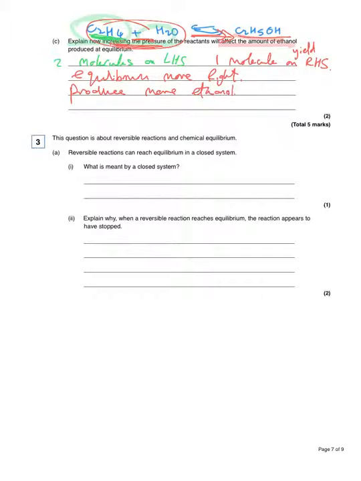Last few questions. Reversible reactions can reach equilibrium in a closed system. What is meant by a closed system? So this means nothing can enter or nothing can leave. So you've just got a system where you've only got your products and reactants. Your products don't leave, you don't add more reactants.